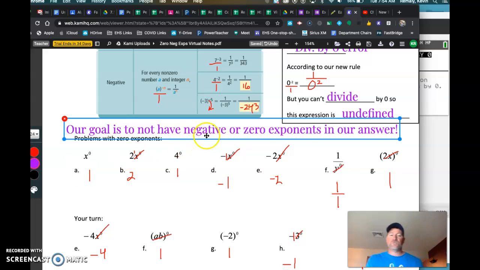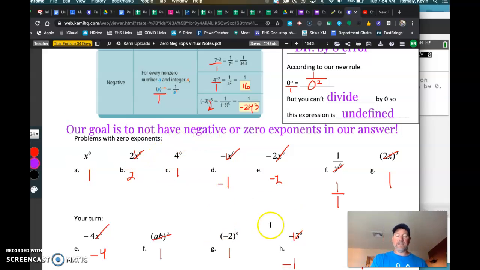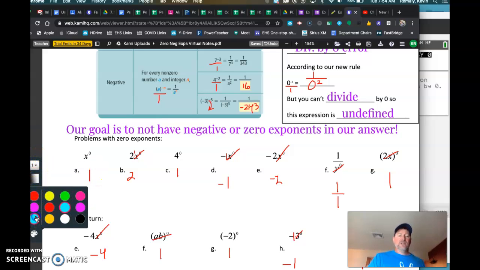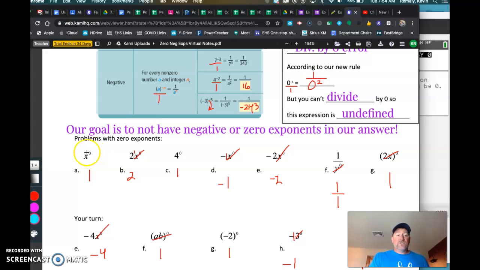Okay, so let's go through some examples here. I kind of have the answer key out there, but I just want to show you what's happening. We have our zero power rule: anything to the zero power becomes 1. So that 0 affects everything that it touches just to the left of it. So this x, this whole thing becomes 1.